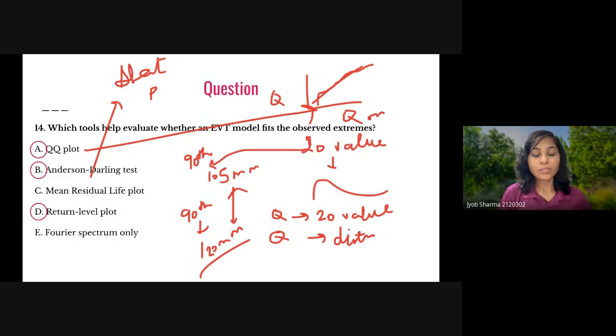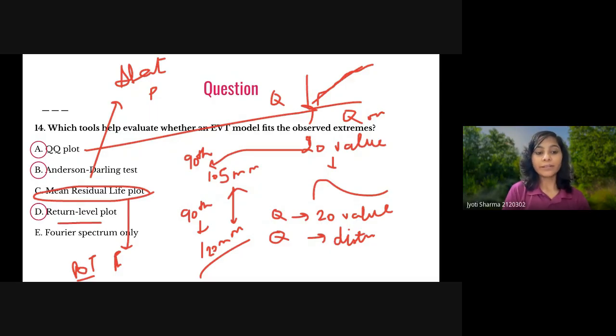Then you have the mean residual life plot. This is not for model fitting, but this is to see whether the threshold in POT that you have selected is right or not. So this is for POT, but it is not for the model fit.